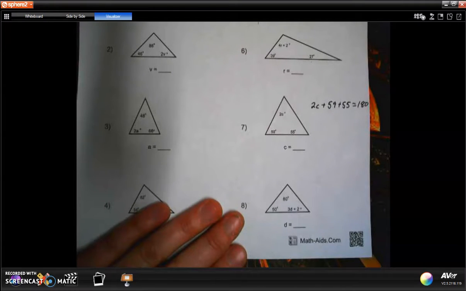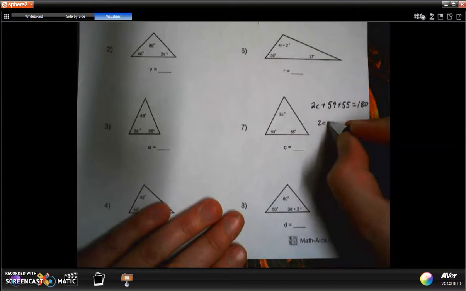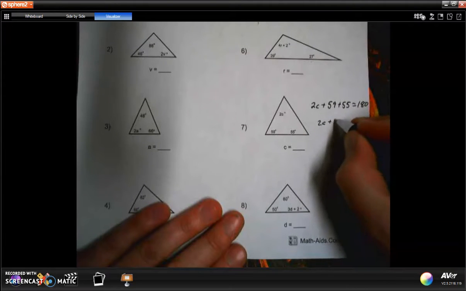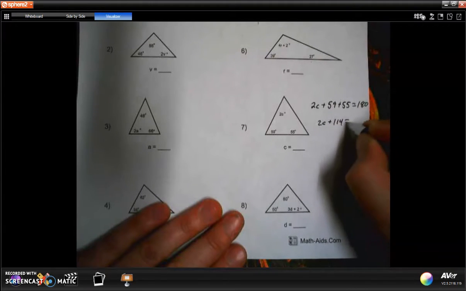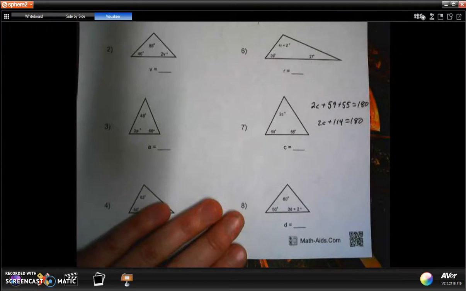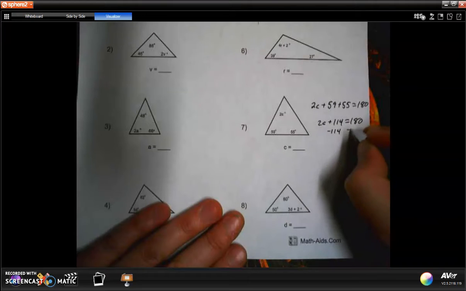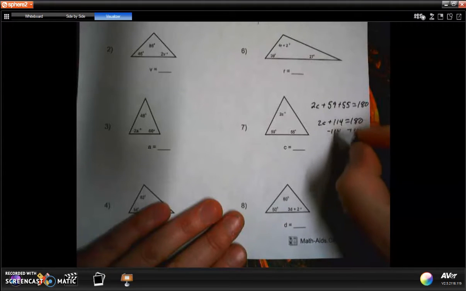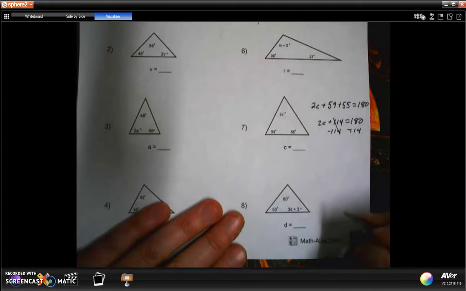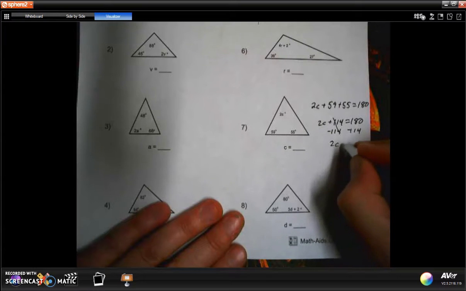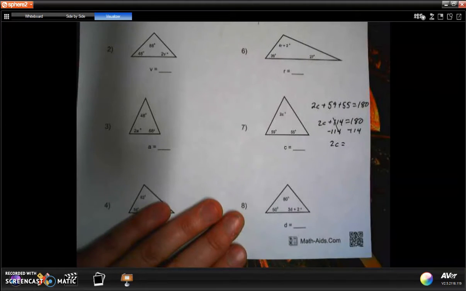Now I can combine like terms. 2c has no like term, but 59 plus 55 becomes 114. And those add up to equal 180. Now, the opposite of adding 114 is subtracting 114. 114 minus 114, that's 0. They're gone. And we're left with 2c equals 180 minus 114, which is 66.